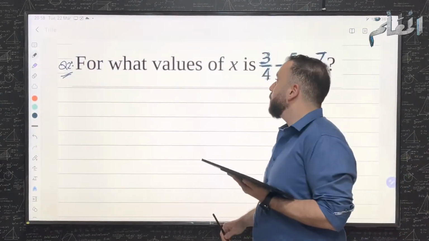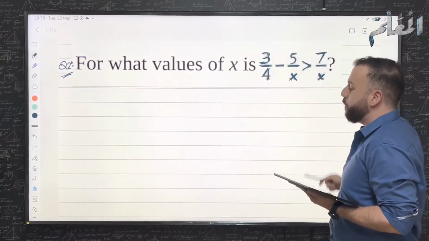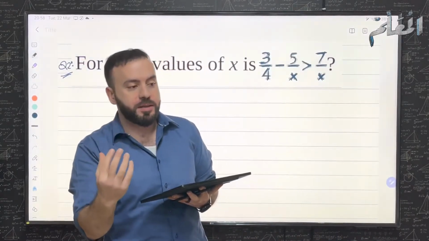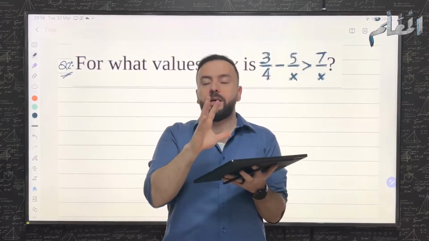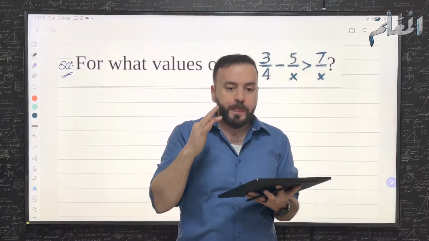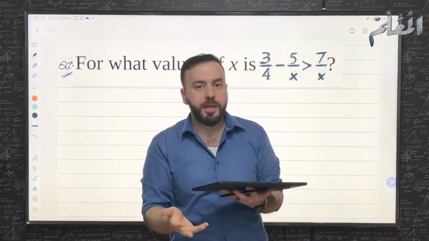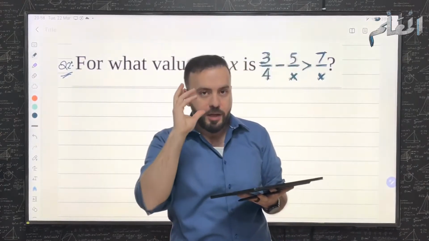Question 2. For what values of x is 3 over 4 minus 5 over x greater than 7 over x? Guys, you need to be careful here. The question is an inequality, it's not an equation. And how to solve an inequality is a different story. I have my own methods. There are many methods on YouTube, you can find them on many channels, but I will use my way, which will make it easy to understand, inshallah.